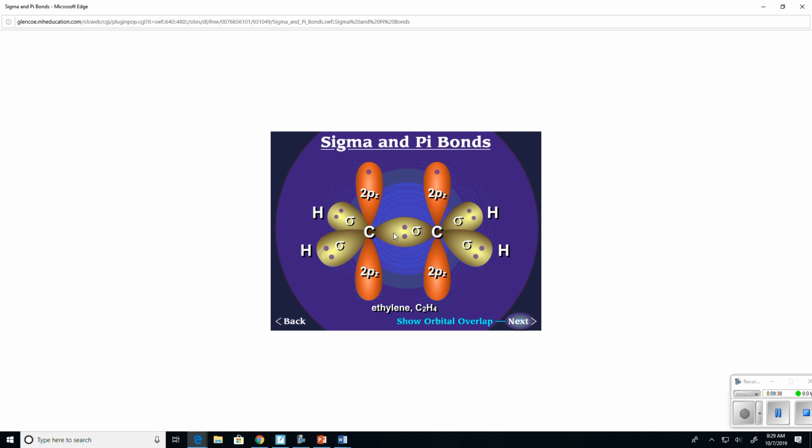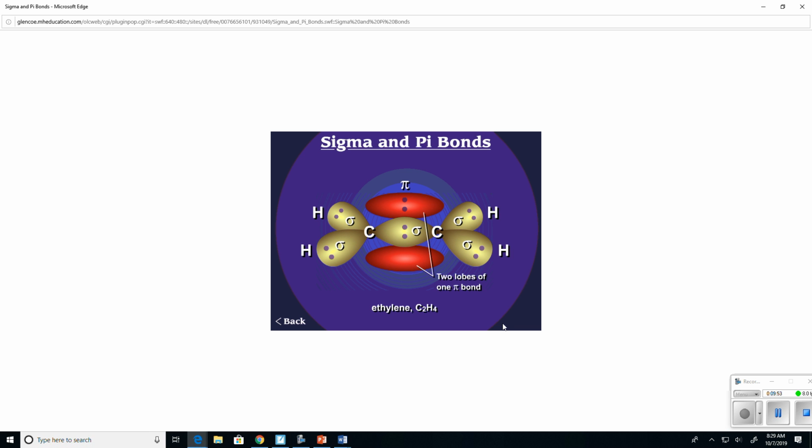The second one is a pi bond. That's the thing that we need to get out of this. So if I click on next, it'll show that overlap. The pz orbitals can overlap in a side-to-side fashion. This type of covalent bond is called a pi bond. The electron density is concentrated above and below the plane of the nuclei of the bonding atoms.